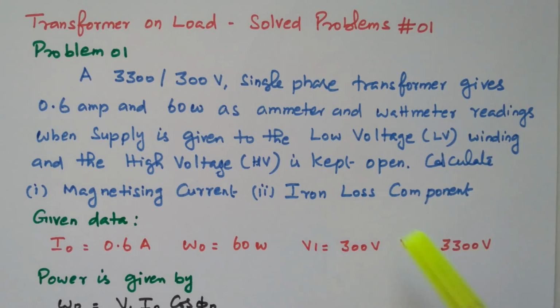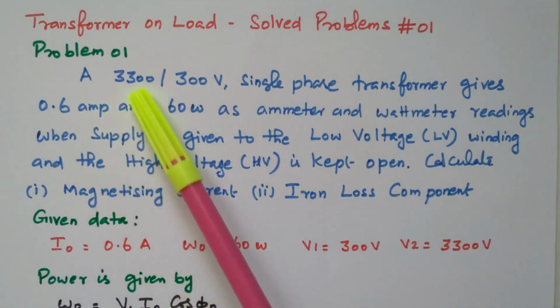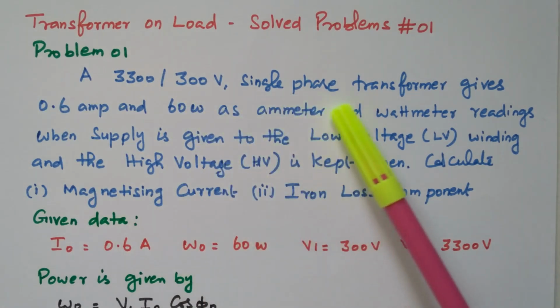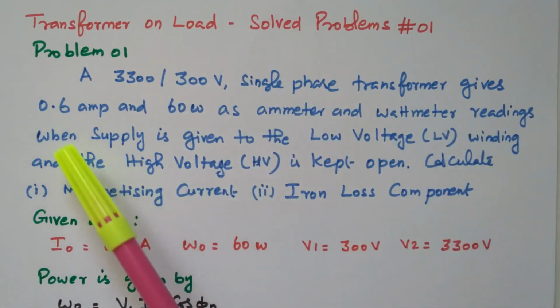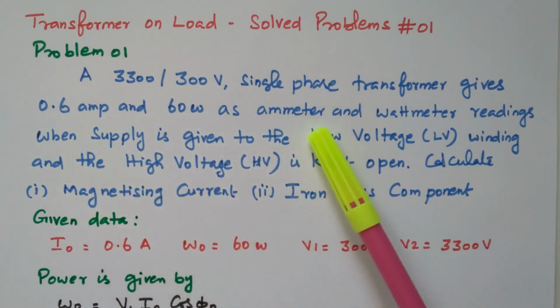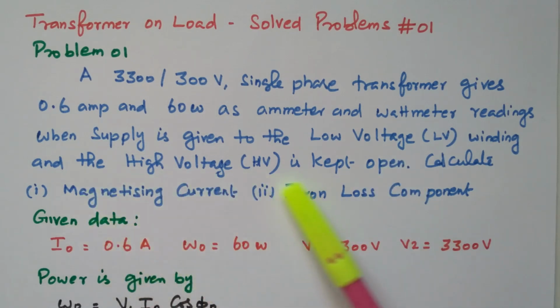Now we will go to the topic. Now we will see problem 1. A 3300 volt by 300 volt single phase transformer gives 0.6 ampere and 60 watts as ammeter and wattmeter readings when the supply is given to the low voltage (LV) winding and the high voltage winding is kept open. Calculate the magnetizing current and iron loss component.